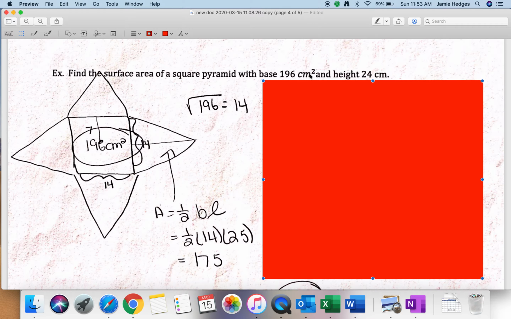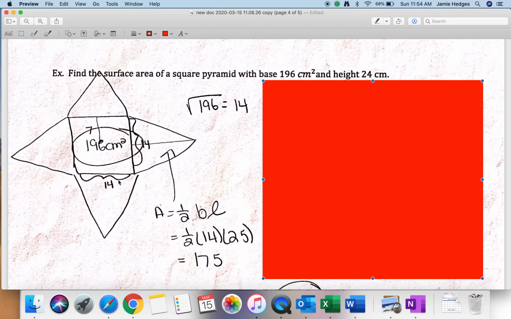So I started with the base. It told me that it was a square pyramid. So that means the base is side squared right there. So that's side times side. So side squared was equal to 196. So I took the square root of that to give me 14. So I knew that this pyramid had a 14 by 14 base.